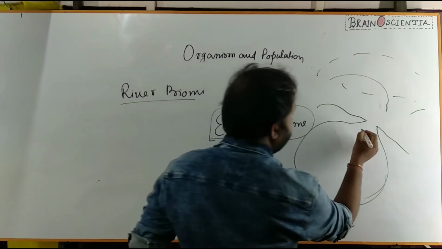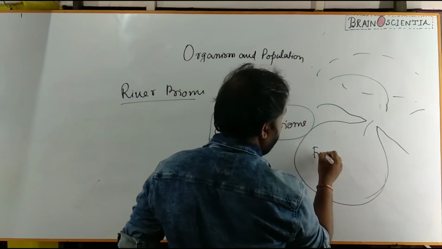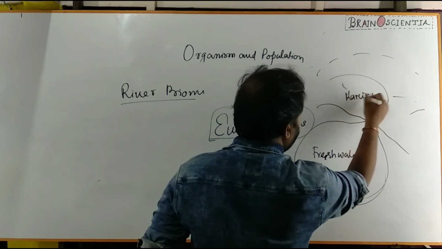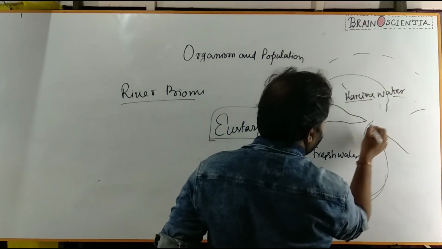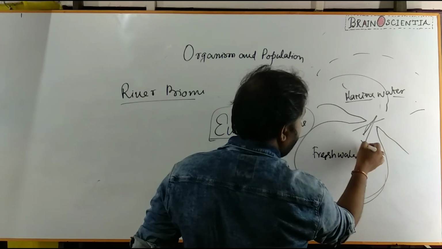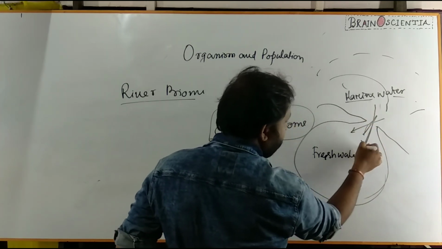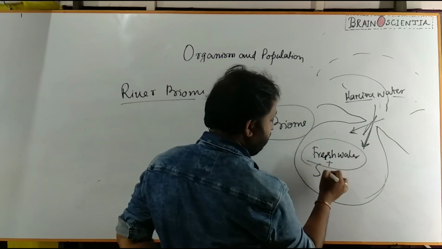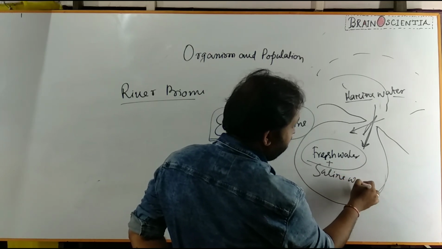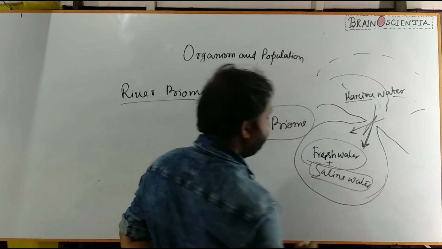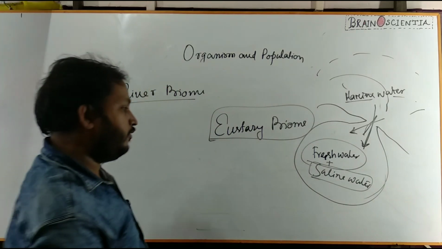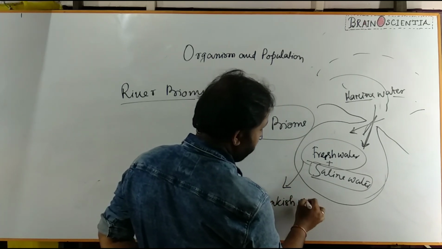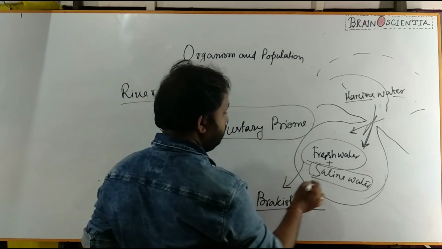So you see, in this region it contains fresh water, and this is marine water. Saline water enters into this region, and there is a mixing of fresh water with the saline water. This is a very good environment for different types of fishes, and very good for fisheries and fish culture. This is also called brackish water. Various types of fishes are found in this region.